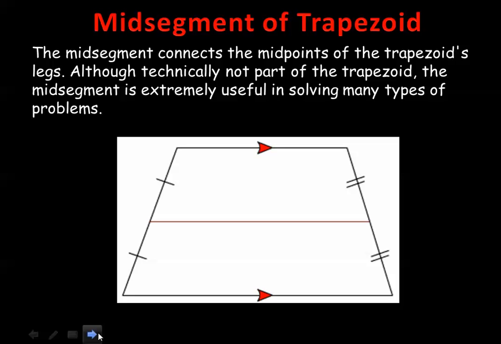Now for the midsegment of a trapezoid, it connects the midpoints of the trapezoid's legs. So right here is going to be the midpoint of the left leg. And you can tell it's a midpoint. They've given you the little congruent marks. And then over here on the right side, we see the midpoint and we see these sets of congruent marks. Although technically not part of the trapezoid, the midsegment is extremely useful in solving many types of problems.